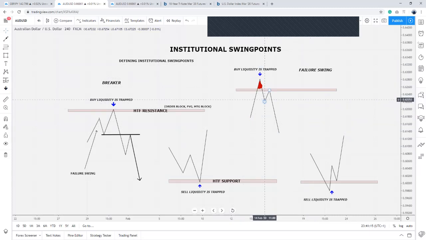So now the question is, how do you get your entry around this level? You wait for price to retest that level. Once price retests that level, there's a sell setup. Now, the price might not offer as premium a price point as the breakout pattern, but this is also a very high probability setup in the marketplace.